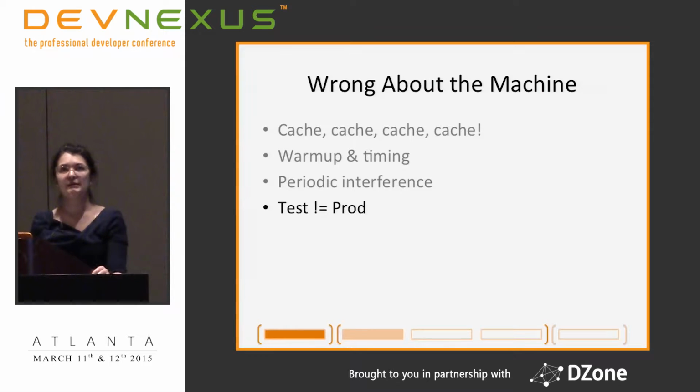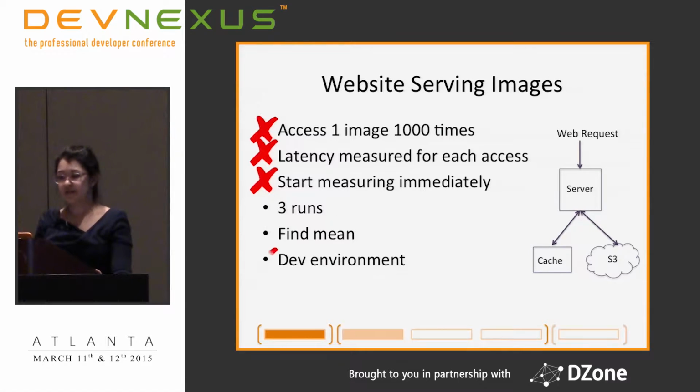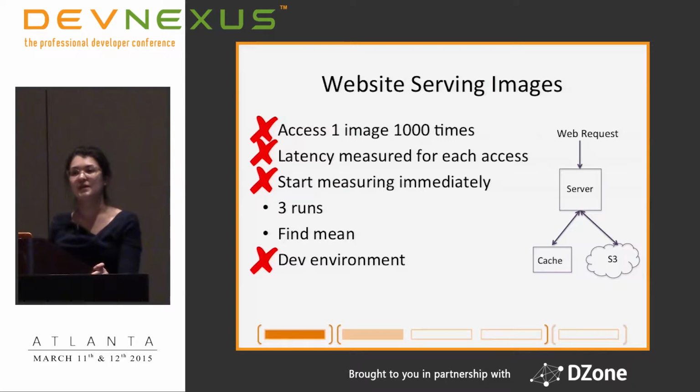So the rule of thumb is you would like to try to compare apples to apples. So try to make sure that the things that are different do not affect your measurements. In this case, using a dev environment may not be good for us because maybe on my laptop, I don't have as much RAM as I have on the production machine, so I'm going to be measuring different cache effects.